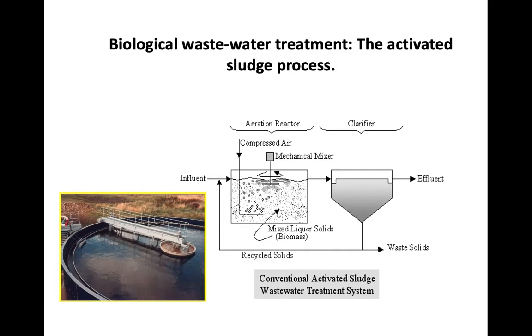So here is the process in this type of classical wastewater, conventional activated sludge wastewater treatment system. You see the aeration reactor. You need to aerate the reactor because of the microorganisms, so that they can function. And the influent, that means the polluted water, enters here. Then mechanical mixture, you add compressed air, mixed liquor, solid biomass. So solid biomass is suspended and goes down, and in the upper layer you can find cleaner effluent.